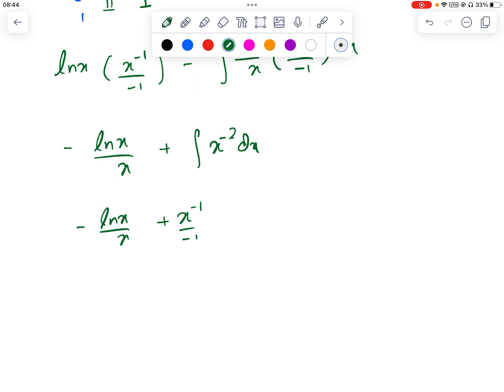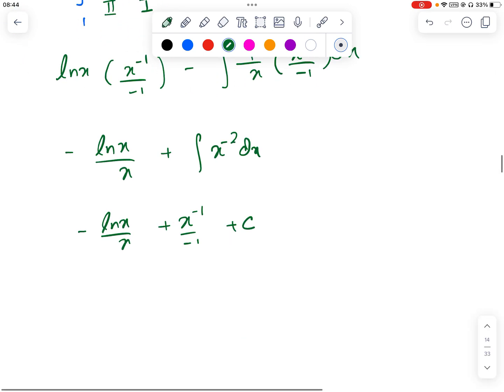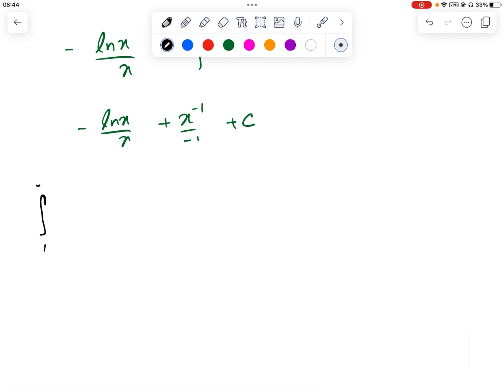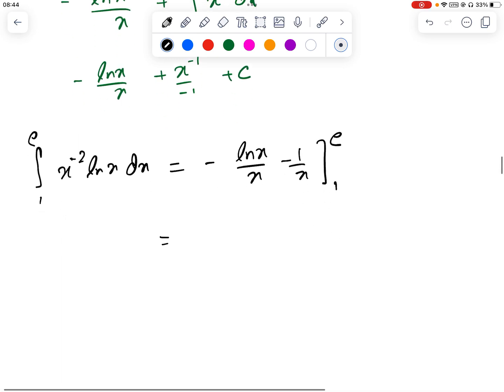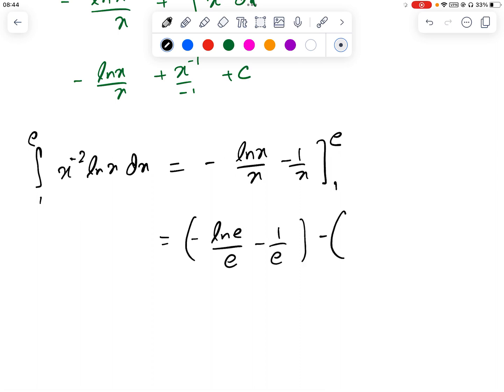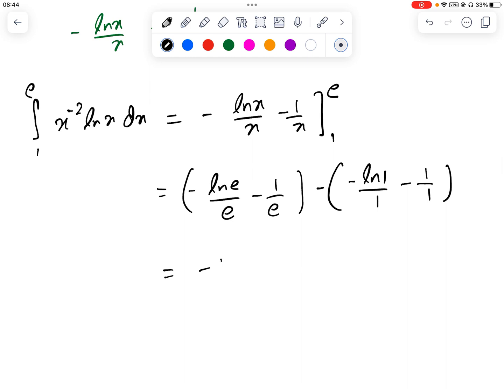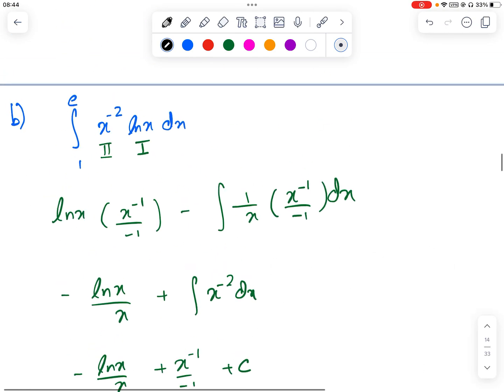Now what am I going to do? Plus c. This is the indefinite integral. But the question has a definite integral. So 1 to e, x power negative 2 ln x dx. It will be minus ln x upon x minus 1 upon x, limits 1 to e. Plug in this one: minus ln e upon e minus 1 upon e, minus ln 1 upon 1 minus 1 upon 1. So it becomes minus 1 upon e minus 1 upon e minus 0 plus 1. So 1 minus 2 upon e is going to be the answer.